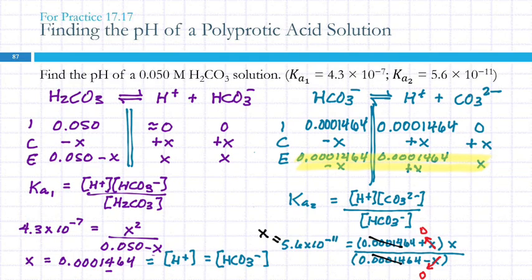I did the X is small approximation. I need to check and make sure that it's valid. Yeah, it is. I'm going to check anyway. 5.6 times 10 to the minus 11. And I'm going to divide by this number that I was adding to or subtracting from, 0.0001464, multiplied by 100. That's 0.00004%. Minuscule, right? So if I want the hydrogen ion concentration here, I would take this and add X. But X is so small that it doesn't matter.